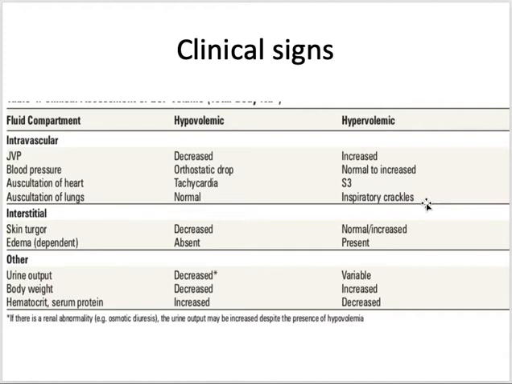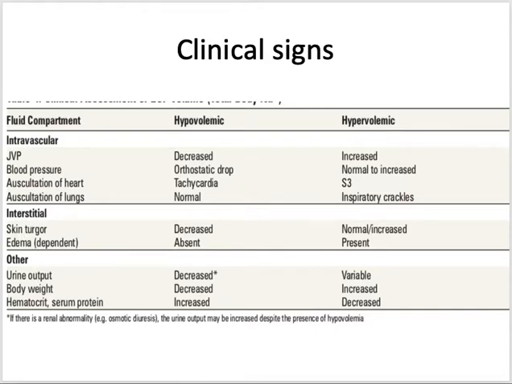Urine output can be variable depending on the clinical scenario. Body weight will be increased and serum protein and hematocrit will be decreased, of course, due to dilutional effect. So these are all the things which will be there, right?